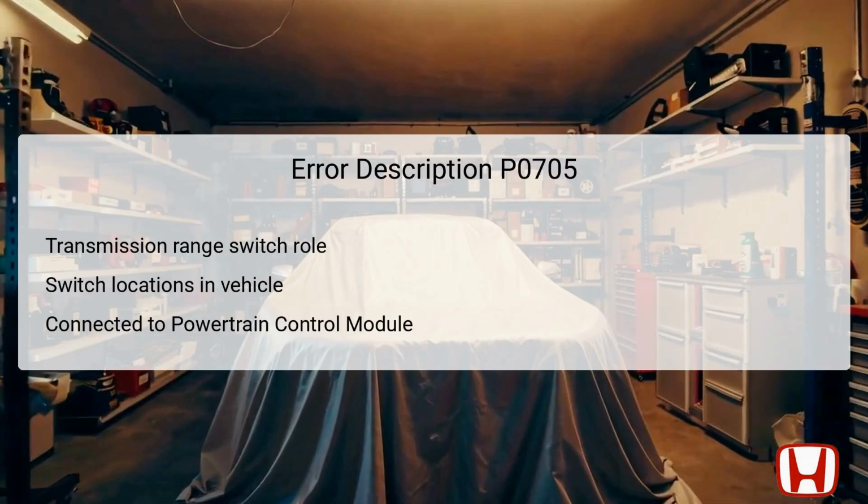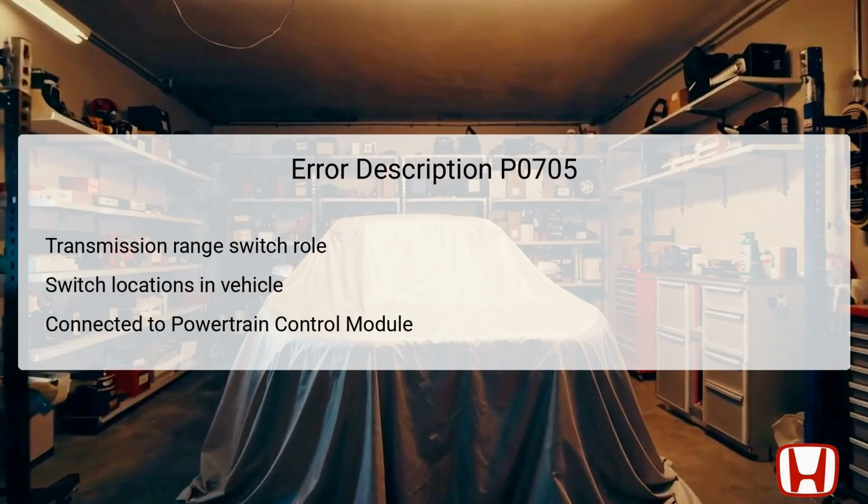The transmission range switch plays a fundamental role in relaying the position of the gear shift lever to the vehicle's powertrain control module, PCM, situated near the transmission under the vehicle. It has specific terminals for each shift position, such as park, reverse, neutral, drive, sport, and low. These terminals communicate different electrical signals back to the PCM, which interprets them to determine the vehicle's operational state.